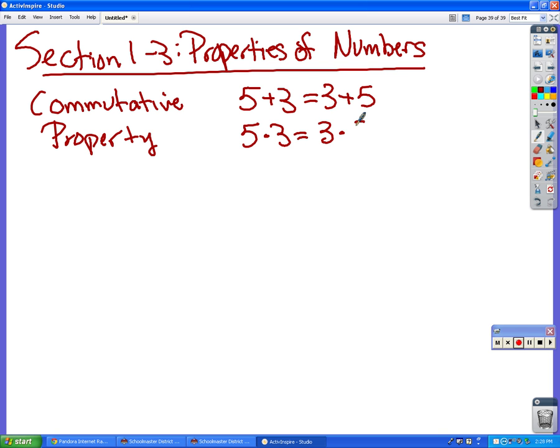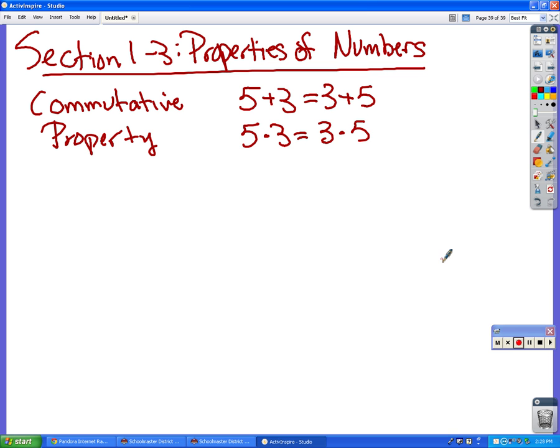So basically you're just turning it around? Yeah, basically you're just turning it around. But what's important for you to understand is that this does not work for subtraction and division.